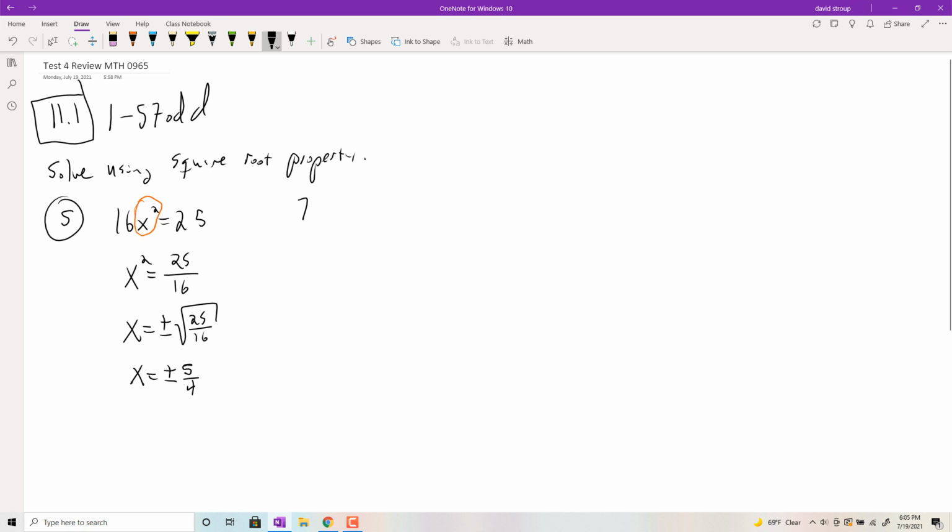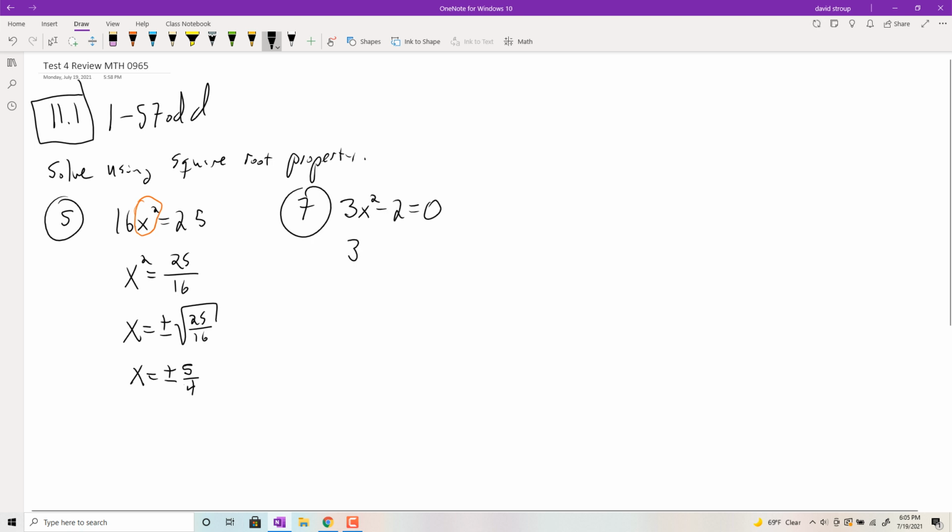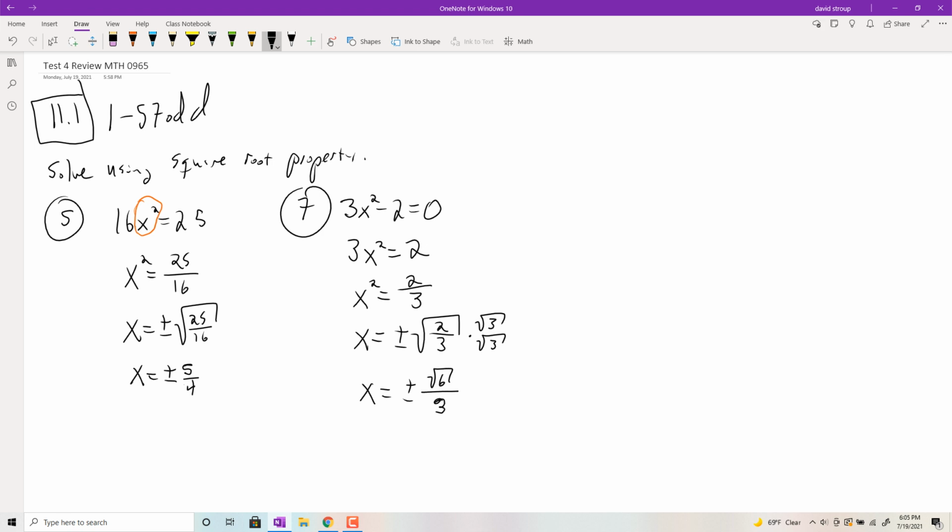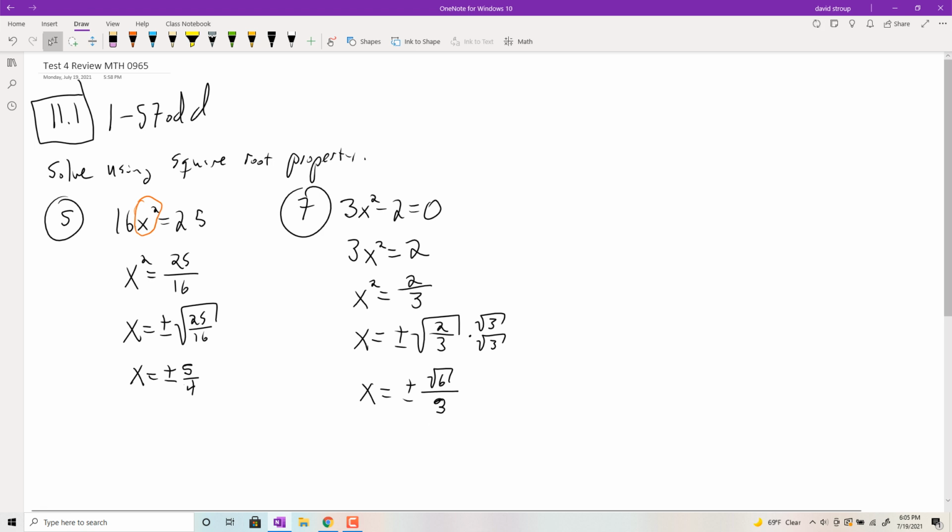Let's look at number 7. So we got 3x squared minus 2 is 0. Okay, so again, you need to isolate the x squared part. So add 2 to both sides. Divide both sides by 3. And then square root property, x equals plus or minus square root of 2/3. I need to rationalize a bit, so I need to go top and bottom by root 3. And that'll give me x equals plus or minus square root 6 up top. In the bottom you have square root 9, which of course is just 3. Okay, so rationalize denominators for me.